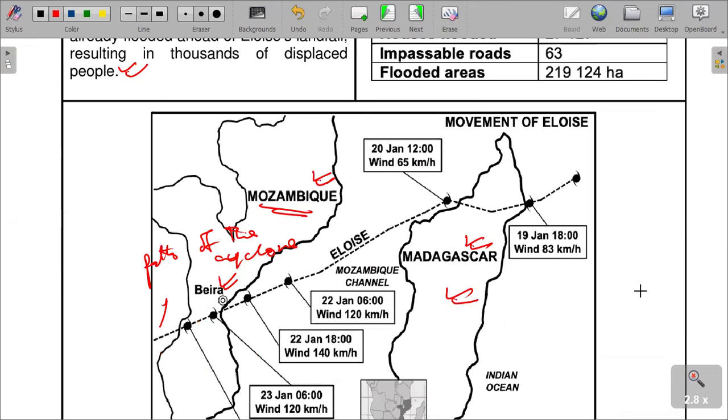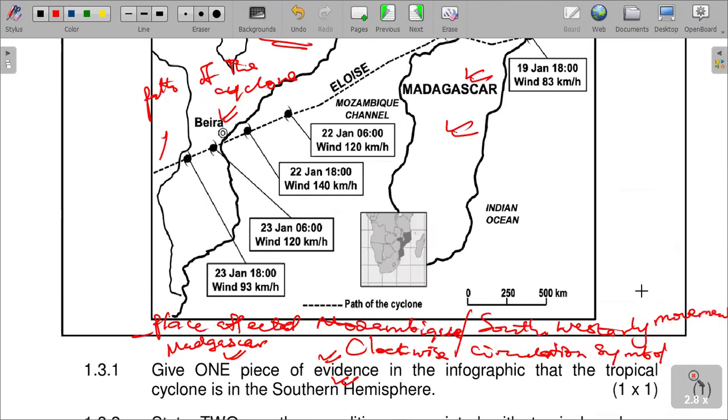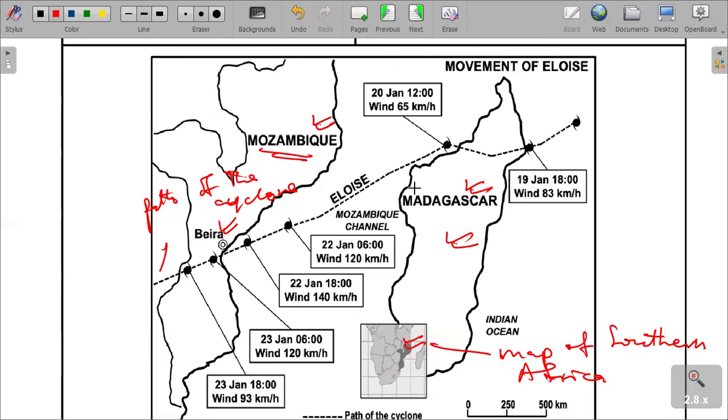We may also look at the map of Southern Africa, which is also shown here. It is visible on our map. It also shows that this is in the Southern Hemisphere. I'm sure the issues of Beira and so forth, Mozambique, is one thing we can also talk about in terms of that direction.